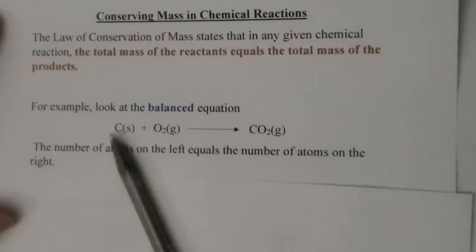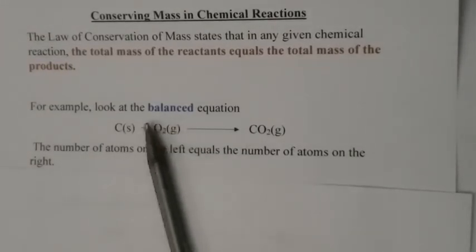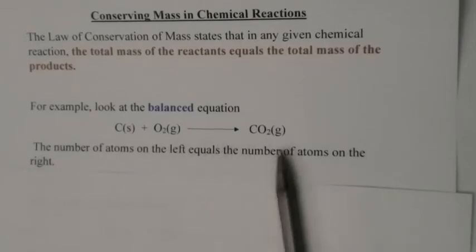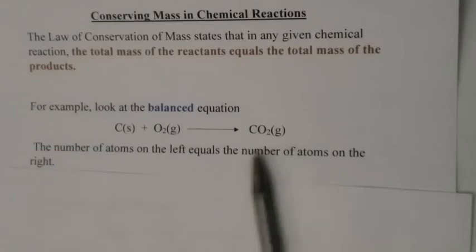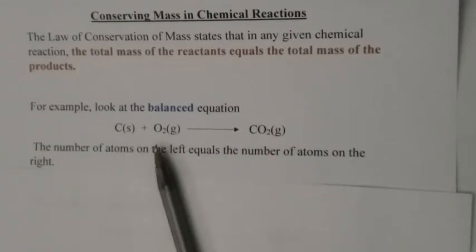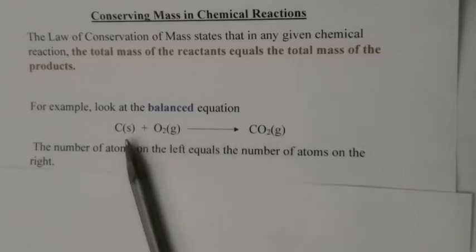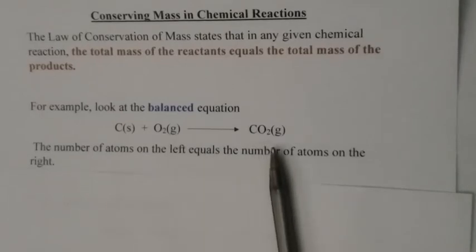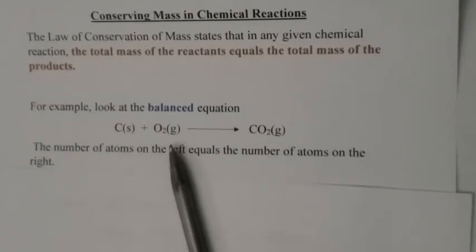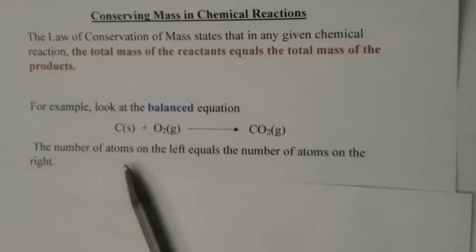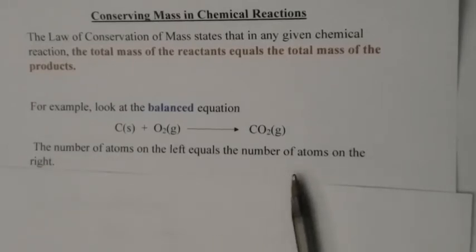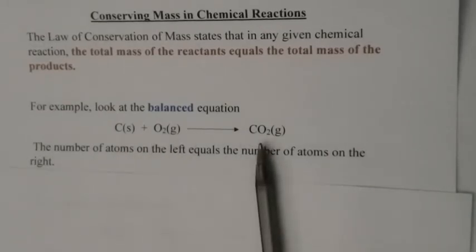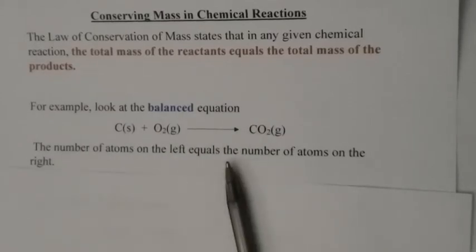For example, look at the balanced equation. The word balance basically means the number of atoms on the left side of the yield sign equals the number of atoms on the right side. So in this reaction, I have carbon plus oxygen gas gives me carbon dioxide. Carbon is a solid, oxygen gas is a gas, and carbon dioxide is also a gas. So the little s means solid, g means gas. If I look at the number of atoms on the left of the equation, it will equal the number of atoms on the right. So I've got one carbon, two oxygens, two oxygens. That's what we call a balanced equation.